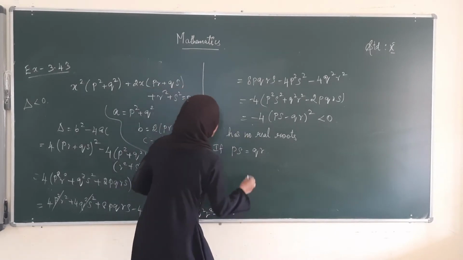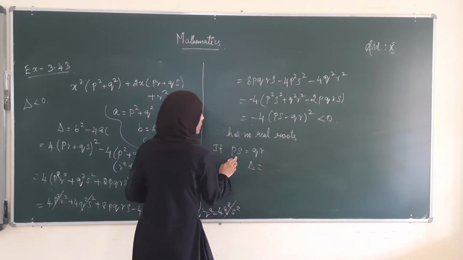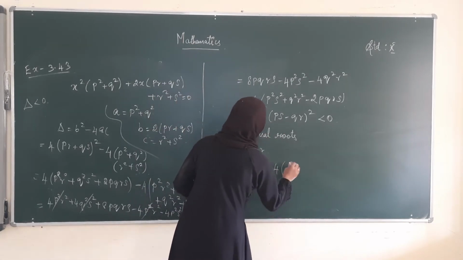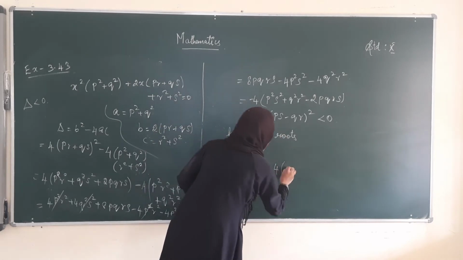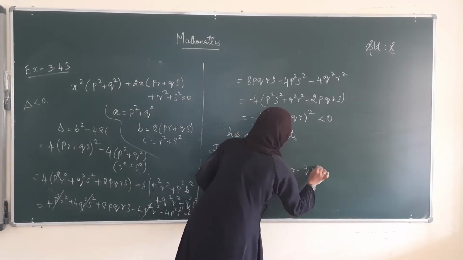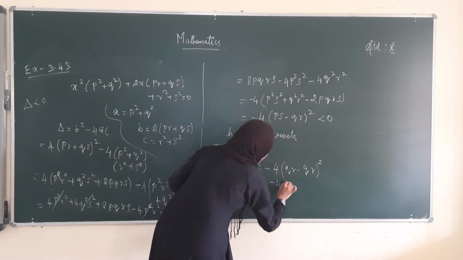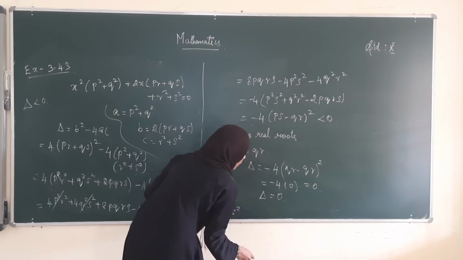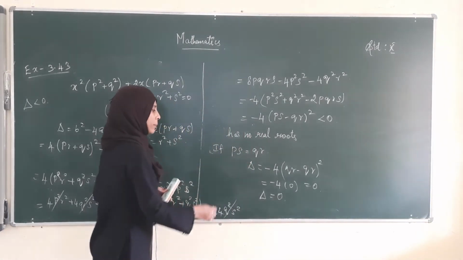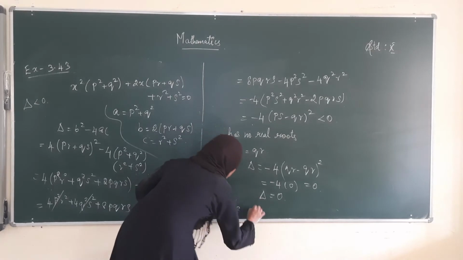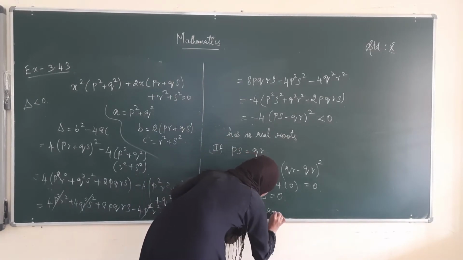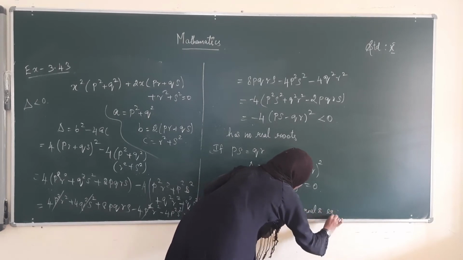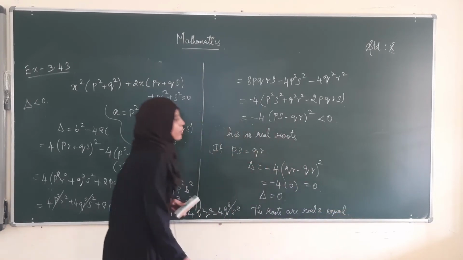See here, from this we are going to substitute ps is equal to qr. Ps is equal to qr, then what it becomes? Minus 4 into, instead of ps, let us substitute qr, (qr minus qr) the whole square. So, minus 4 into 0, which is equal to 0. So what we got? We got del's value is 0. If the del's value is 0, the nature of the roots will be real and equal. The roots are real and equal. Hence, we have proved the second part of the question.